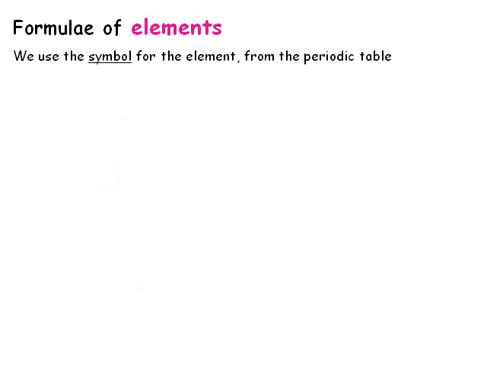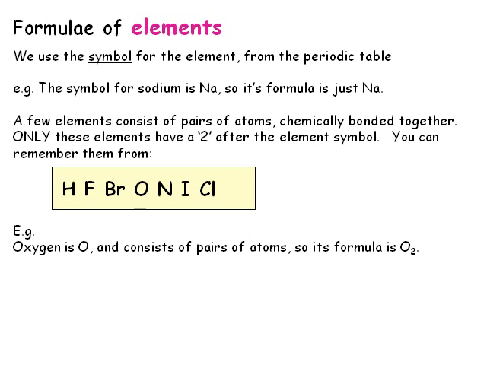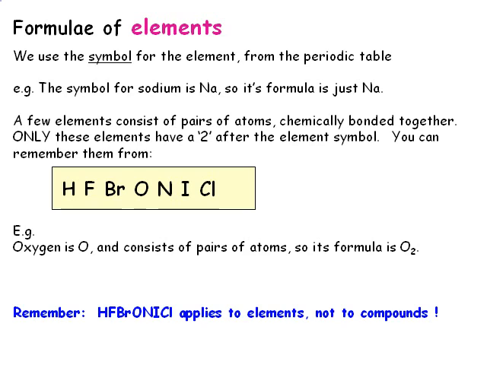Every substance has a chemical formula, which tells us which atoms are bonded together in the substance, and how many of each. The formula makes use of the element symbols shown in the periodic table. The simplest formulae are for the elements, as these only consist of one type of atom. For most elements, we can just write down the element symbol, and that's the formula of the element. A few elements consist of pairs of atoms chemically bonded together. For example, the oxygen we breathe consists of O2 molecules, each molecule being made from 2 oxygen atoms bonded together.